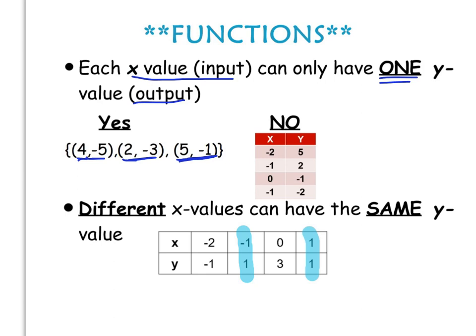When I look at my table, the table is not a function because I see my x value of -1 repeats, and it has a different y value. The first -1 has a y value of +2, and the second -1 for x has a y value of -2. Those are not the same. It is not a function. That x value of -1 can only have one single y value.